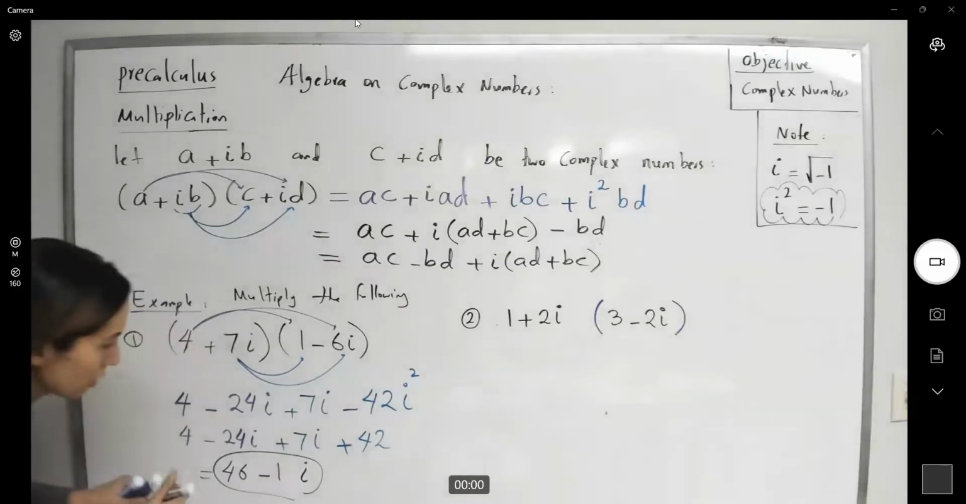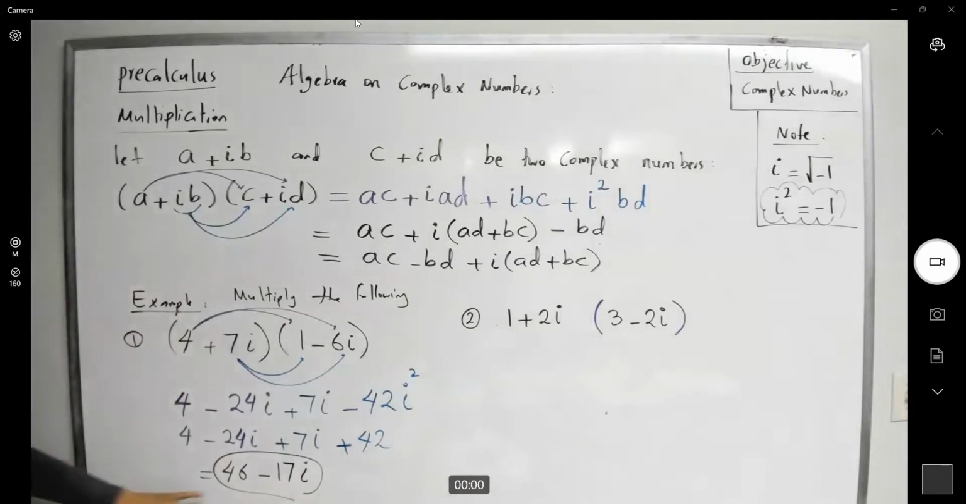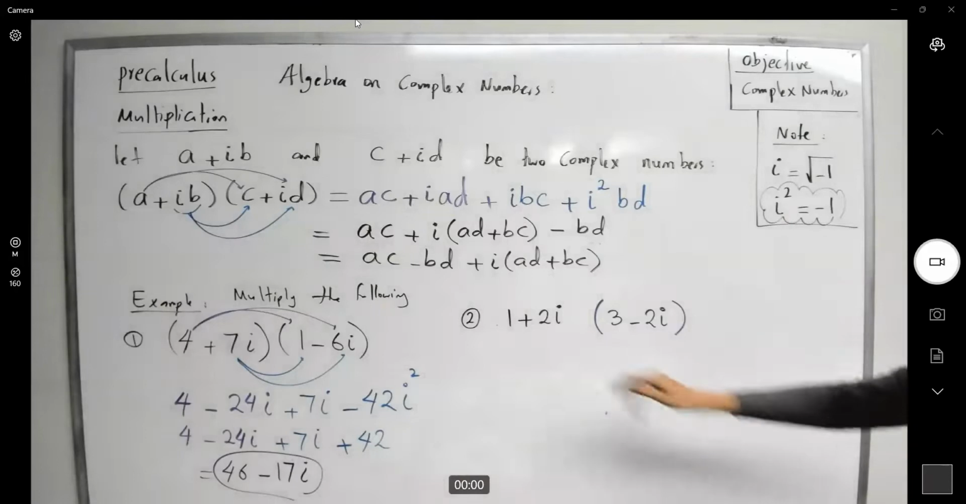So this is 1479. Very good. So we get 46 minus 17i as the final answer for this multiplication. What about this one?